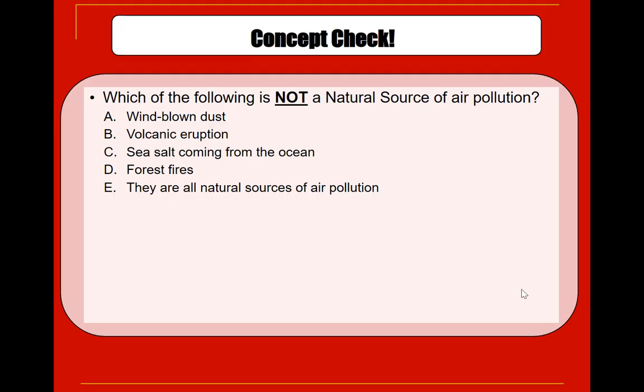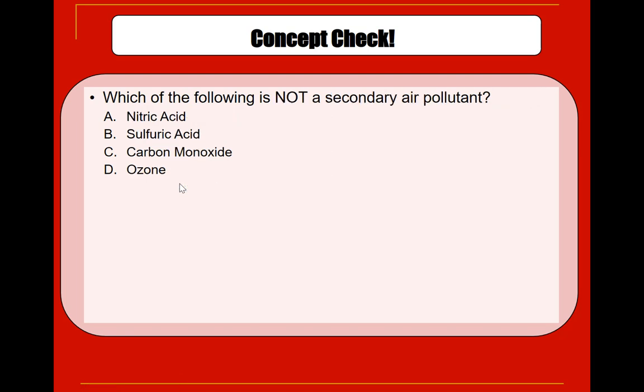Let's do a quick concept check. Which of the following is not a natural source of air pollution? They're all natural sources of air pollution. Windblown dust, volcanic eruptions, sea salt coming from the ocean, as well as forest fires are all natural sources of air pollution. Which of the following is not a secondary air pollutant? C, carbon monoxide. Nitric acid, sulfuric acid, and ozone are all secondary air pollutants. Carbon monoxide is a primary air pollutant.